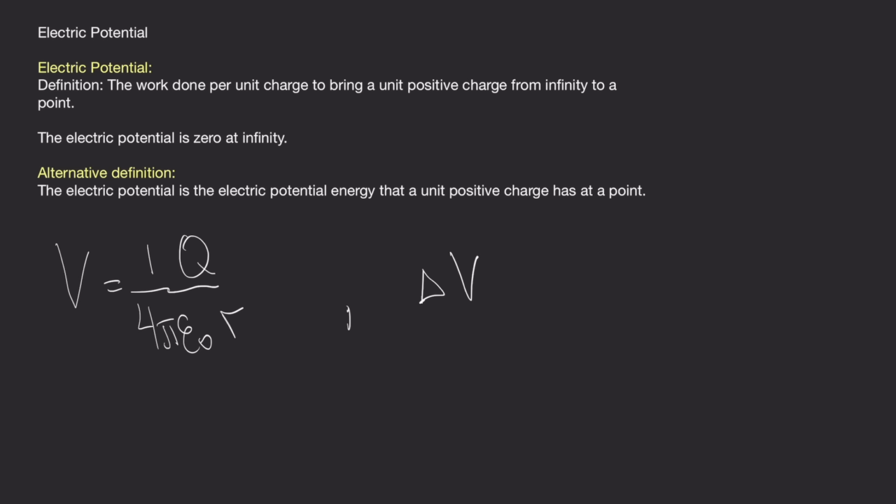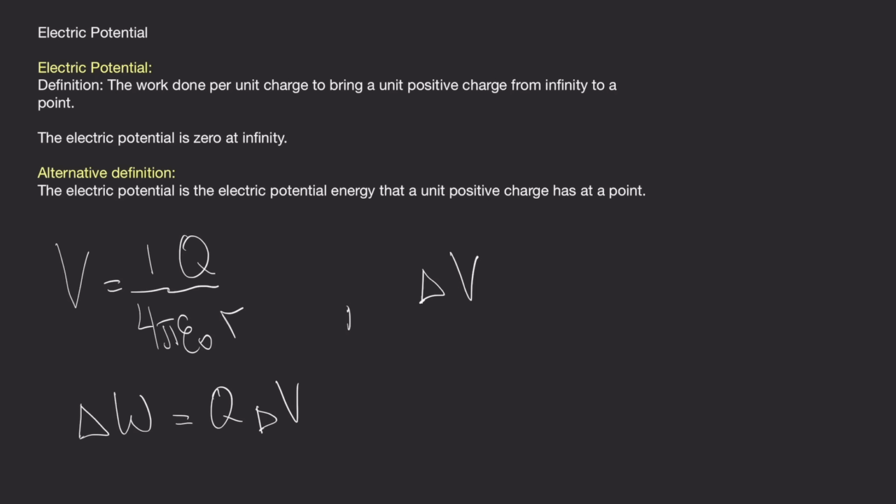If we wanted to move a charge in some sort of an electric field, this would require some work done typically. And the equation for the work done, let's call that delta W, is that delta W will be equal to the charge multiplied by the change of potential.